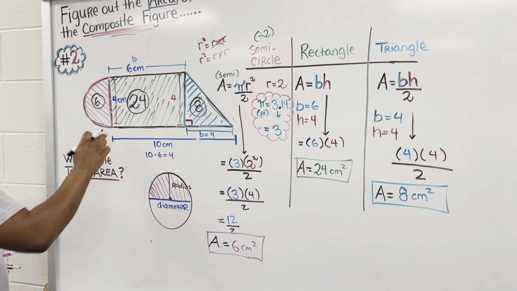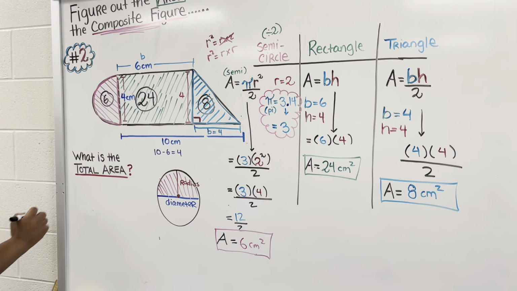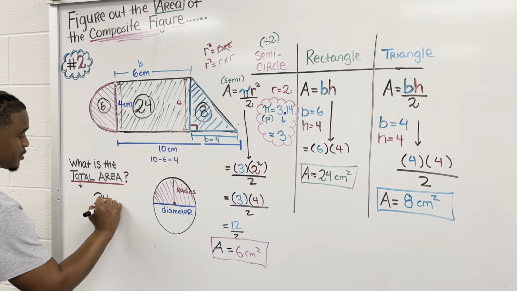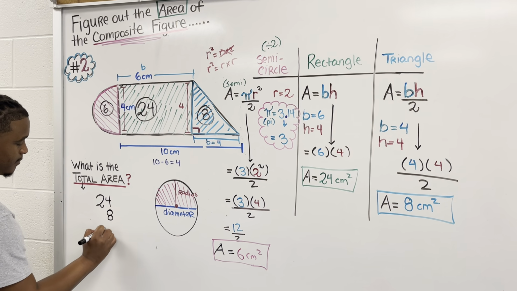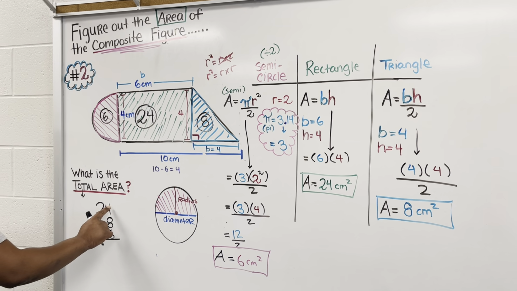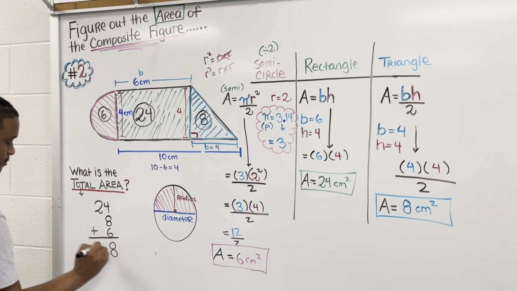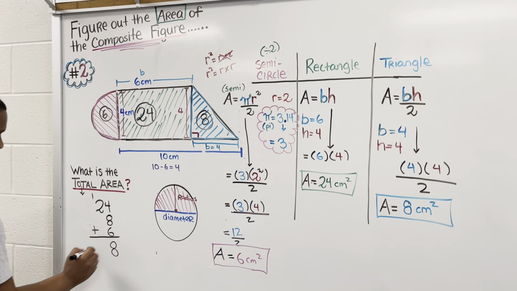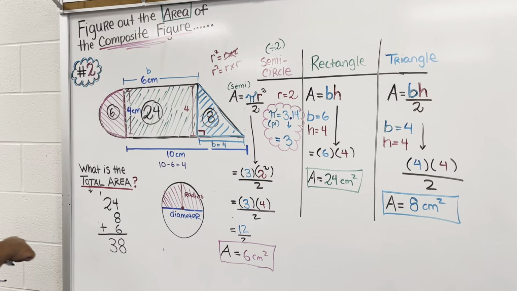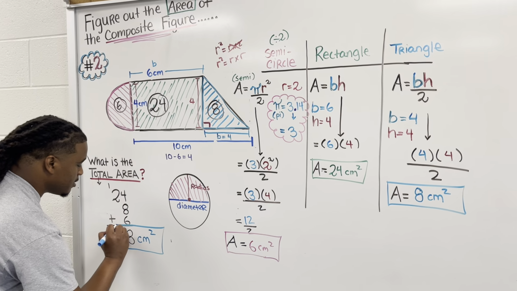The area of the rectangle is 24 centimeters squared. And then the area of the triangle is 8 centimeters squared. Now the last and final thing for us to do to find out the total area is to add each partial area. Okay? Of course, 4 plus 8 is 12. 12 plus 6 is 18. Carry the 1. 1 plus 2 is 3. So this particular composite figure has a total area of 38 centimeters squared. And this is our final answer.